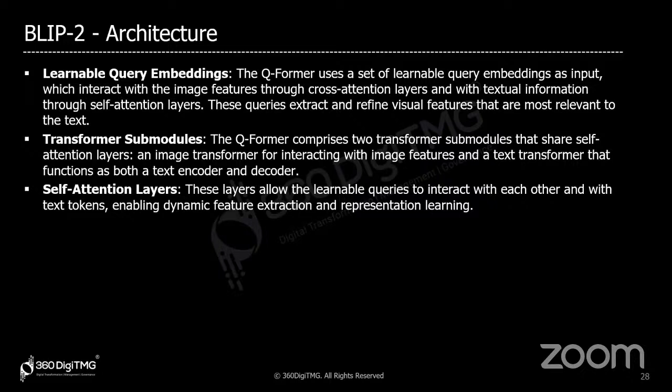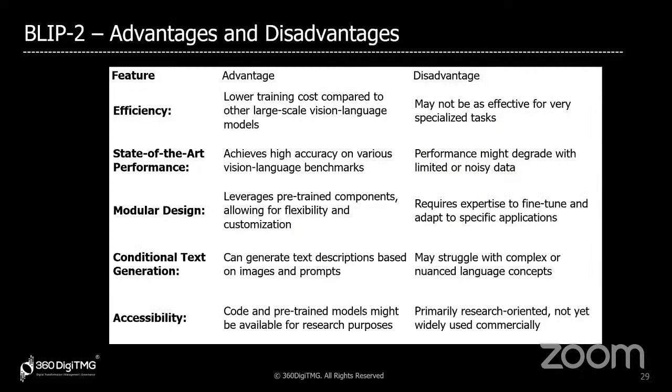Then there are self-attention layers. What these layers do is that the learnable queries interact with each other and with the text tokens, enabling dynamic feature extraction and representation learning. All of these will be learned. Whenever a new query arises, it will learn from the text embedding and dynamic features, what is there in our representation learning. It will go inside our hidden layer, work further, and then give us the final output.